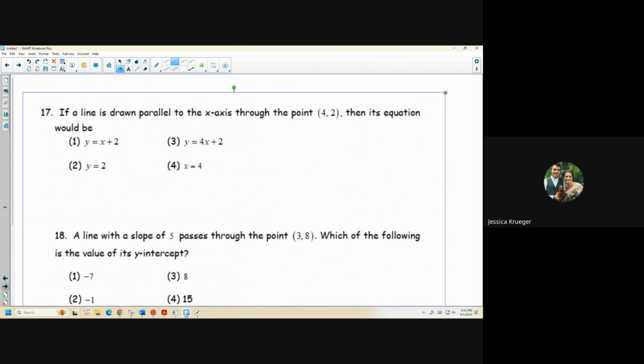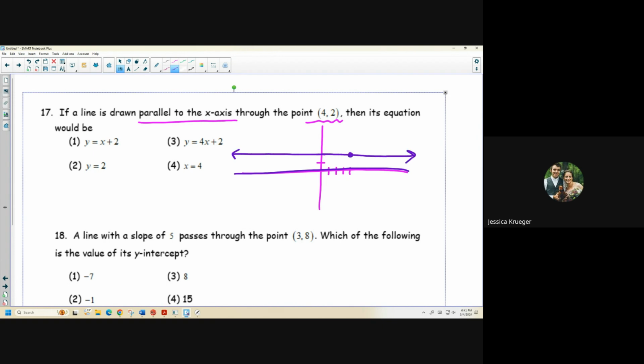If a line is drawn parallel to the x-axis through the point 4, 2, then its equation would be what? The key to this is parallel to the x-axis and through the point 4, 2. So the point 4, 2 is here. Here's your x-axis. So if it has to be parallel to the x-axis, it has to be a horizontal line.